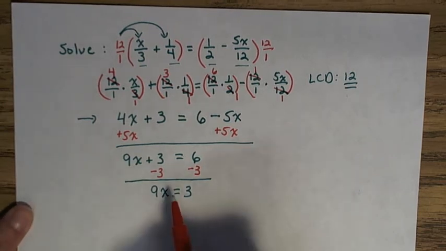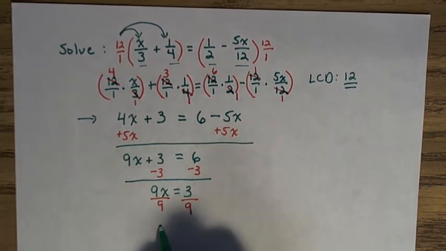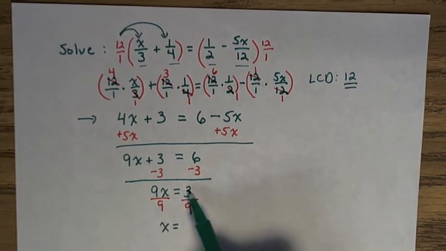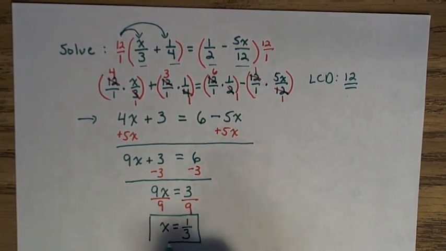My final step is to apply the multiplication property, divide both sides by 9, and x is equal to, now 3/9 reduces down, and with fractions we should always reduce our final answers. So my final answer becomes x equals 1/3.